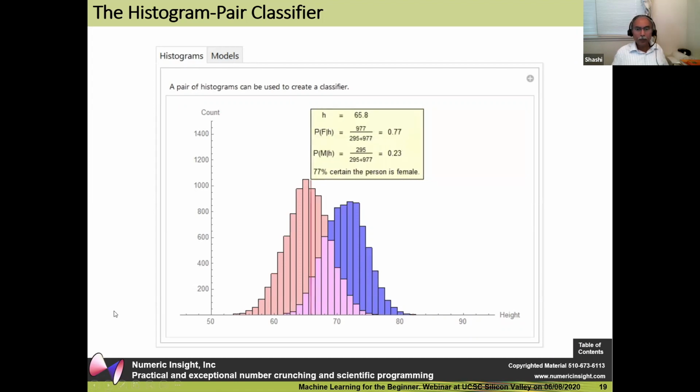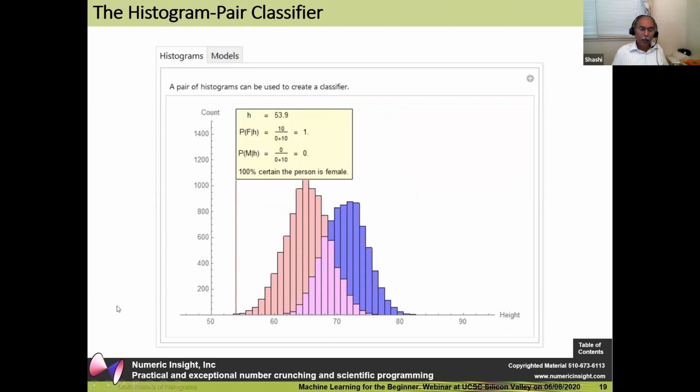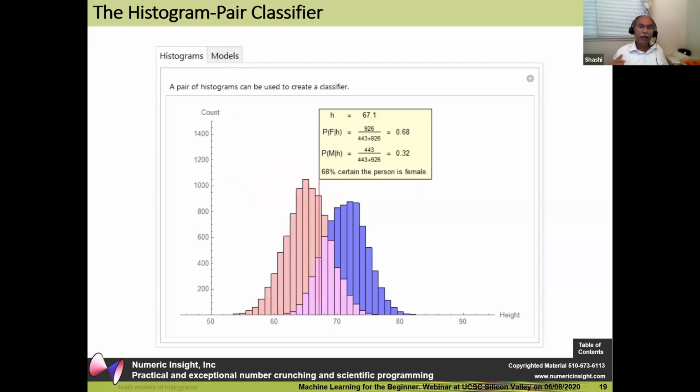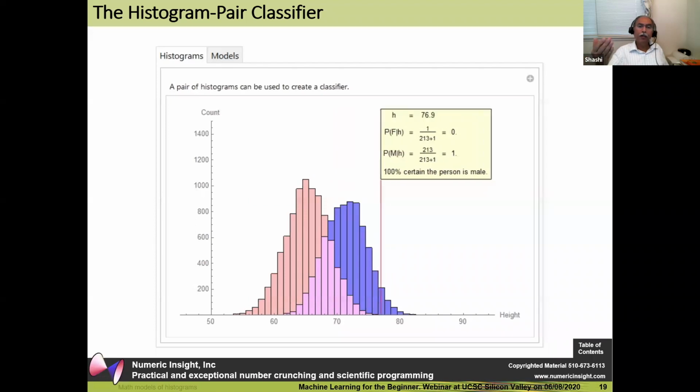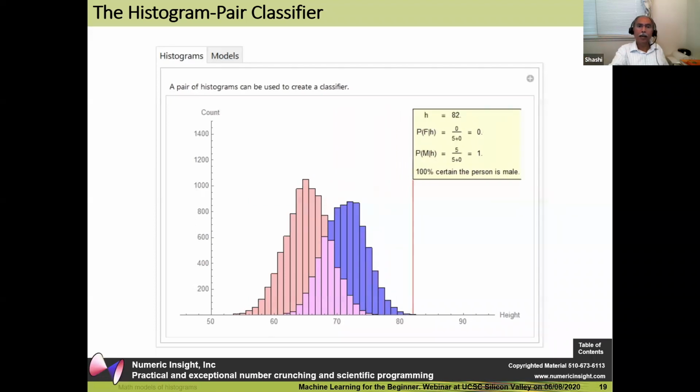Now, I'm going to ask you to make a big mental leap. If you have understood this part, that you can build a classifier simply by putting together two histograms, and how do you get these histograms? Yes, you get this pair of histograms simply by looking at data.